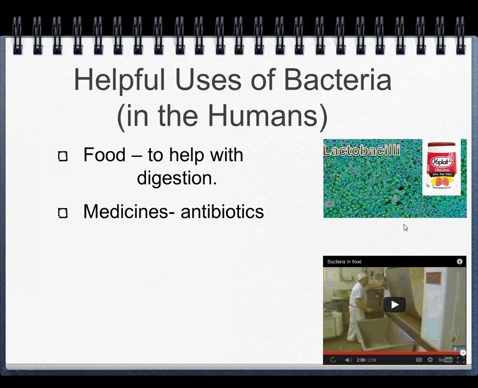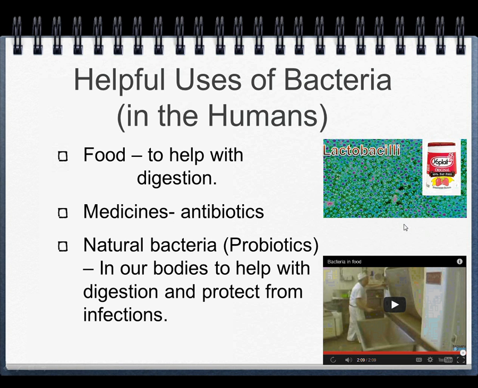It's also helpful for humans because of our natural bacteria, which are called probiotics. Pro means for, good. It means it's for you. Bio is, what's bio? Life. If you added IC on it, that means little life. So it means good little life. These are good little living things for you. It's in our body and helps with digestion, and it helps protect us against infections.